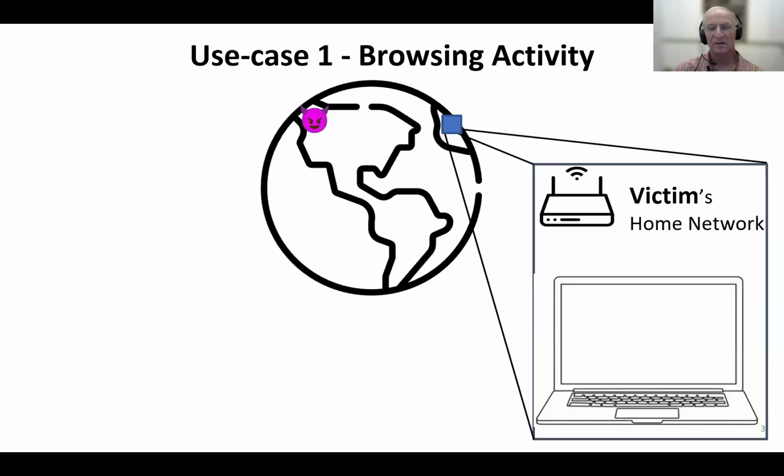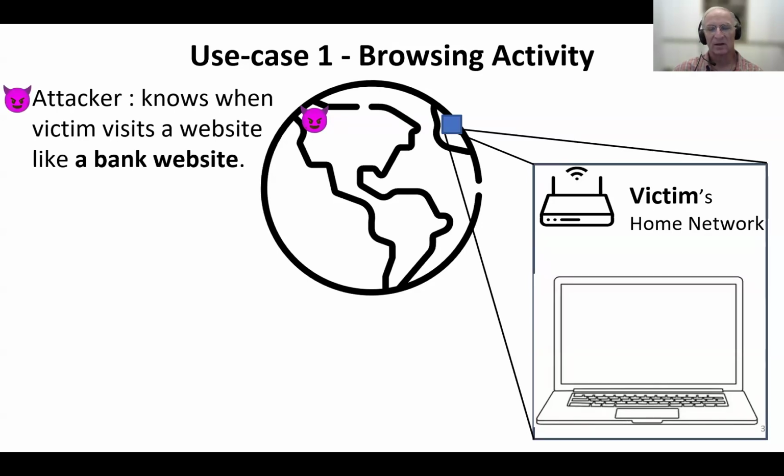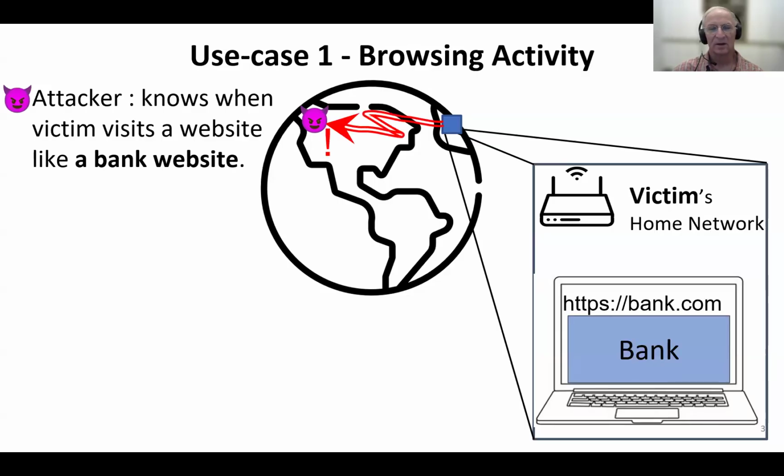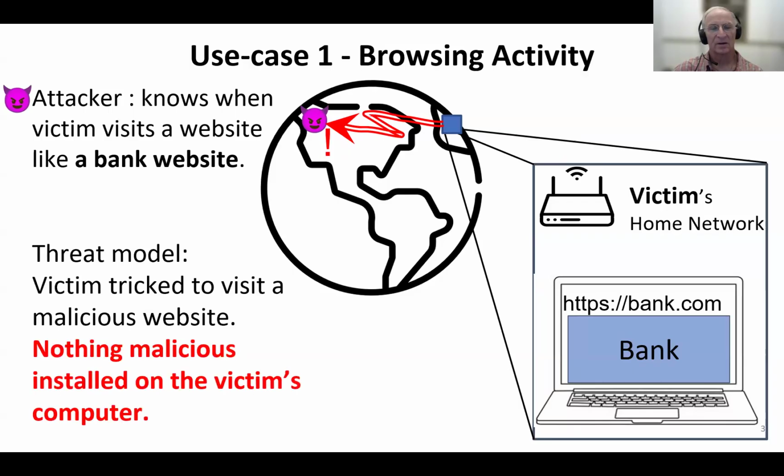First use case, observing the browsing activity of the victim. Victim visits, say, bank.com, and it's important not only to notice that the victim visited bank.com, but to notice the time: when the victim does visit, the attacker is alerted. Again, nothing malicious installed on the victim's computers.